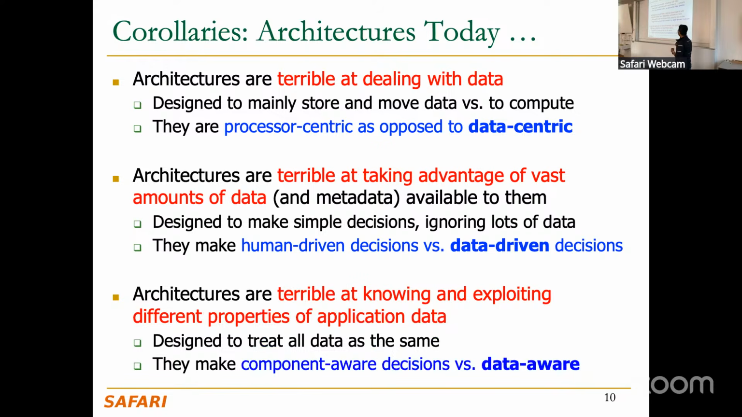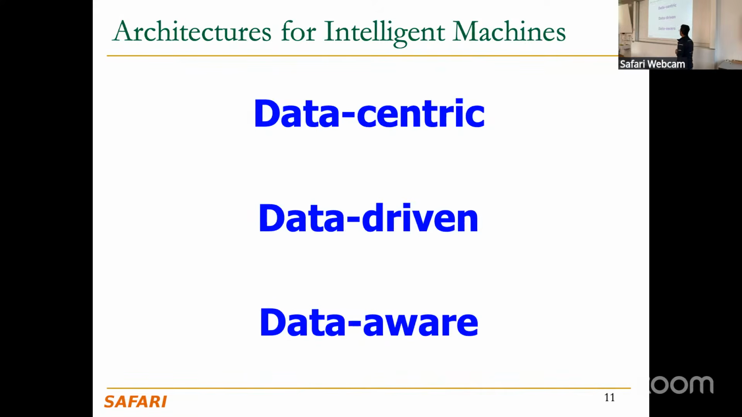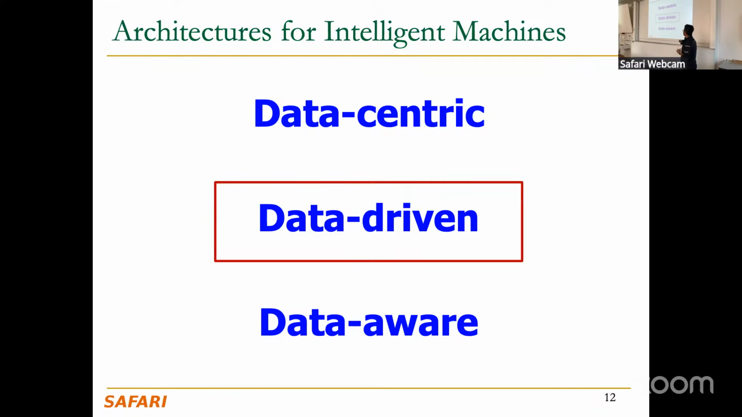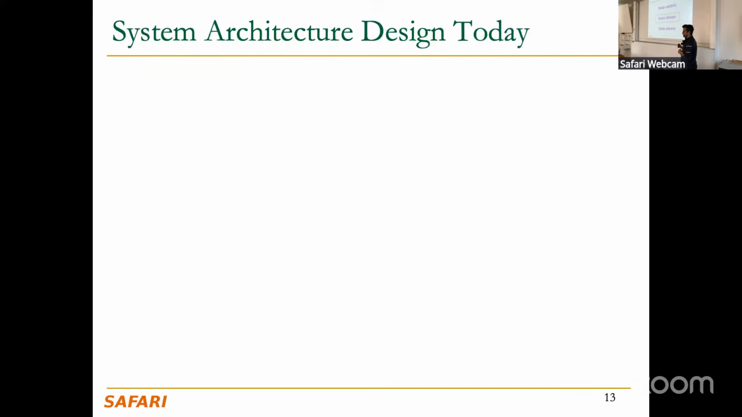So we call this thing that they take component-aware decisions, as opposed to taking data-aware decisions. To break through these limitations, the axiom that we have is to make the architecture data-centric, data-driven, and data-aware. I think you have also seen this slide before, and this slide diverged to data-centric architecture design in the previous lecture. So for today's lecture, we are going to look into data-driven architecture.